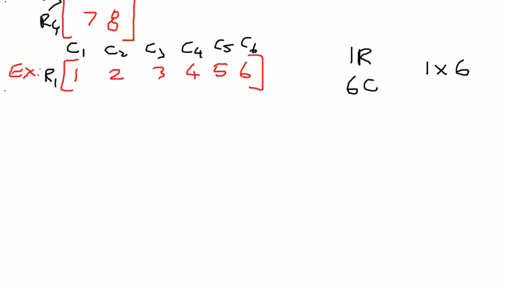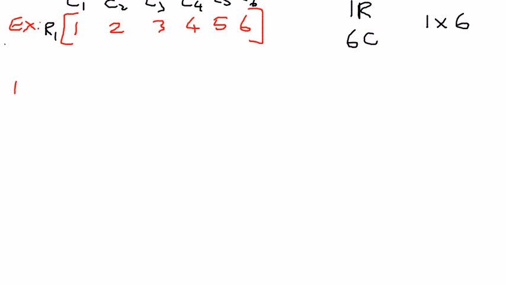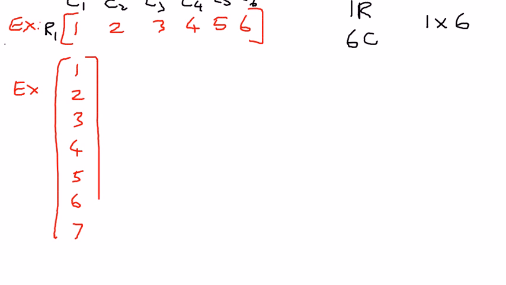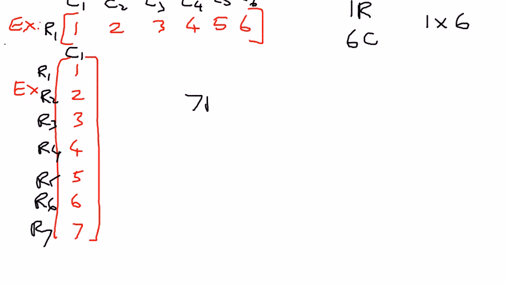Okay. So what if we have a matrix like this? Let's take another example. Let's say we have 1, 2, 3, 4, 5, 6, 7, like that, and we want to determine the size of this matrix. That is row 1, row 2, row 3, row 4, row 5, row 6, and row 7. And we have one column. So we have 7 rows and 1 column. So therefore this is a 7 by 1 matrix.